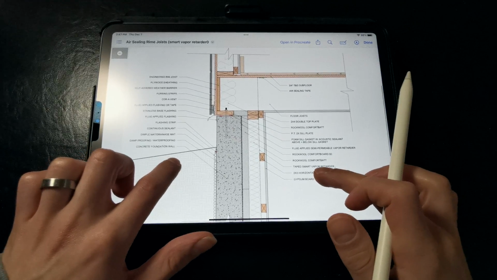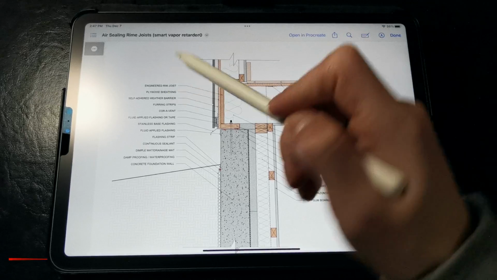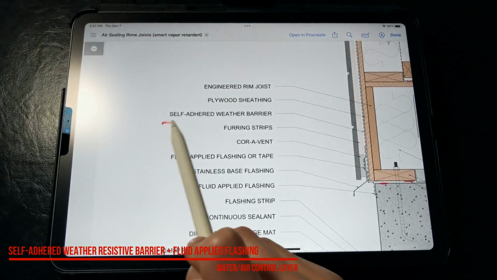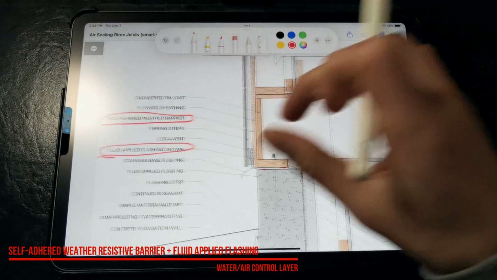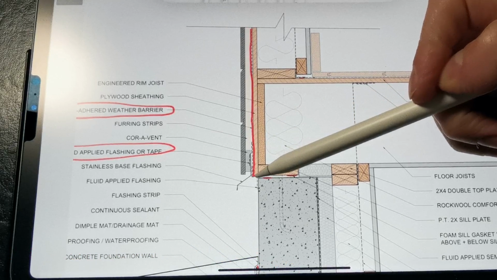Finally, this last strategy is a completely foam-free option for insulating and air sealing rim joists for those who want to avoid spray foam and rigid foam products. Instead, we're using a combination of that self-adhered weather-resistive barrier on the exterior and that fluid-applied flashing or flashing tape at the sill to provide that exterior air seal.